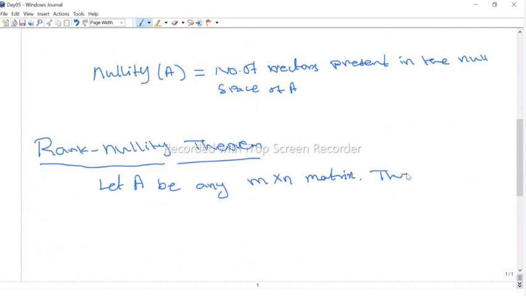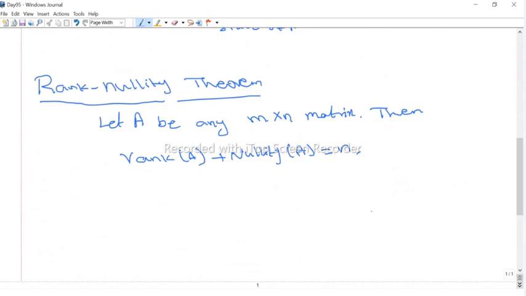Then the rank of A plus the nullity of A should be equal to the number of columns. The number of columns of the matrix is nothing but n. So once you know the rank, we can easily find the nullity. If you know the nullity, we can easily find the rank. So this result is very useful to find the rank or nullity of a matrix.